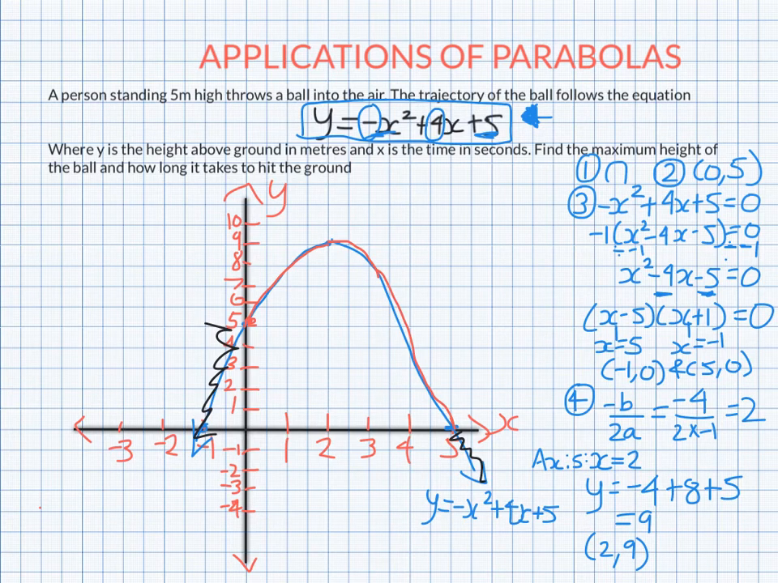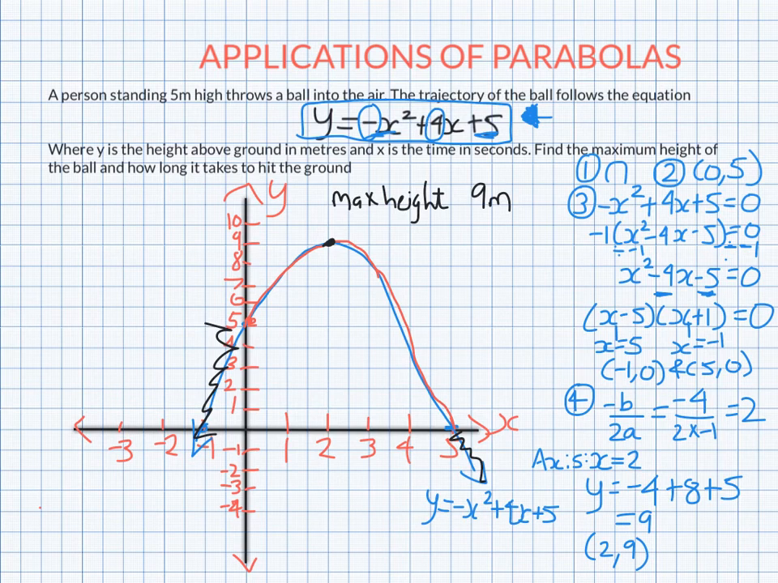So the first part of the question, what's the maximum height of the ball? Well, y is the height above ground in meters. So here is the maximum point. And you can see at this point, y is 9. So the maximum height is 9, and because it was in meters, it's 9 meters above the ground. Easy as, from looking at the graph.